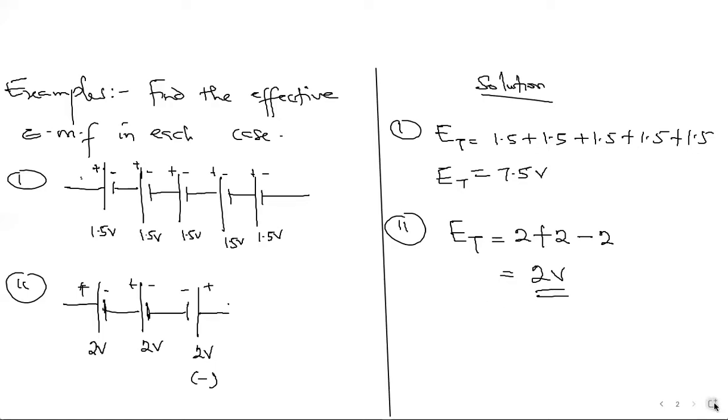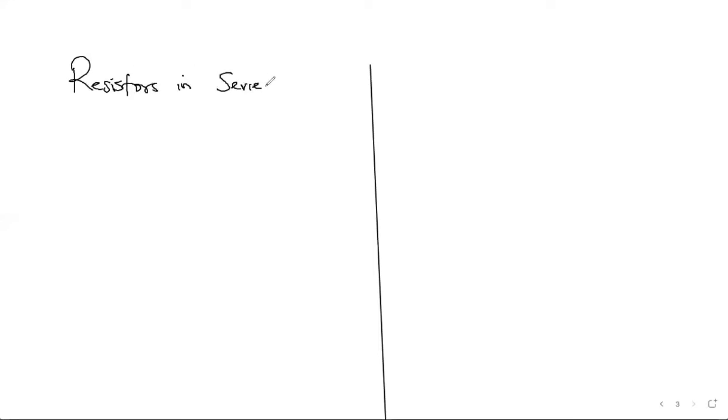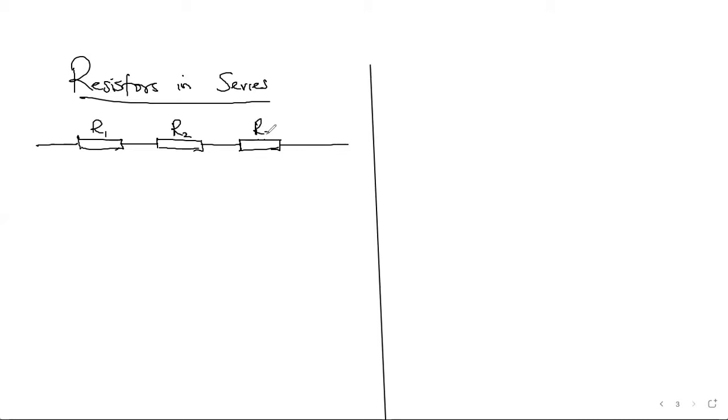That's for cells. Now let's go to resistors in series. Resistors in series. So let's say you have something that looks like this. 3 resistors connected in series. This is R1, this is R2, and this is R3.